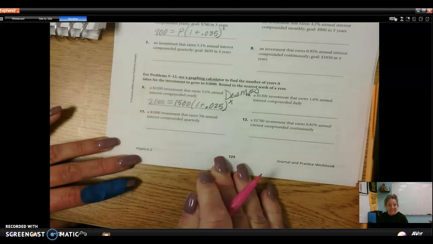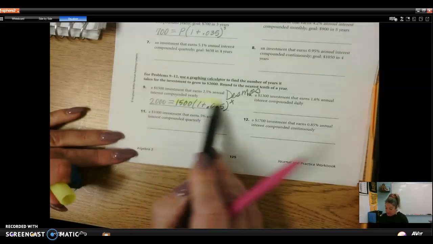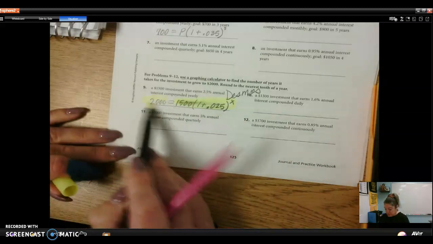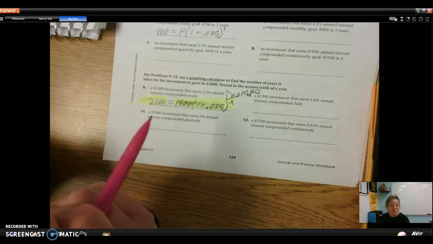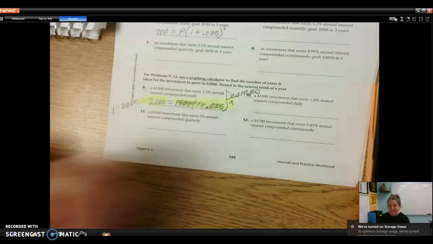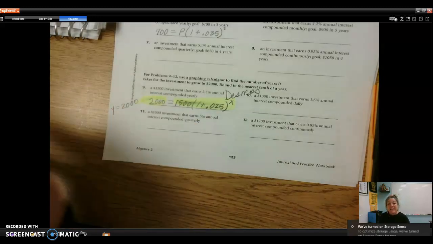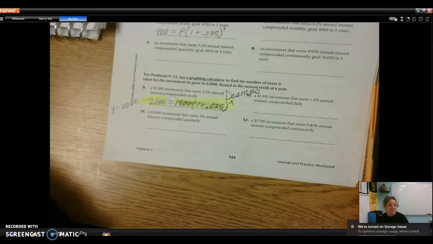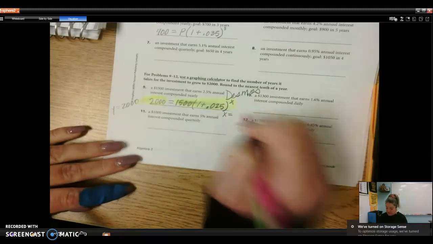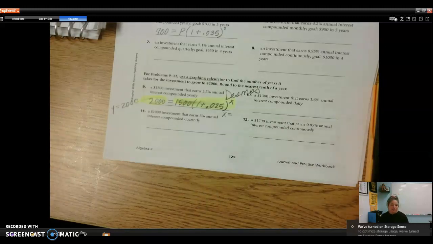So what you're going to do on Desmos is type this in on one side. Then you're going to type in on another line, y equals, make sure you do y equals 2,000. And then see where those two intersect, where they meet, and you'll get your answer. That's going to tell you how many years it's going to take to go from 1,500 to 2,000. Make sure you send me an email if you have any questions.